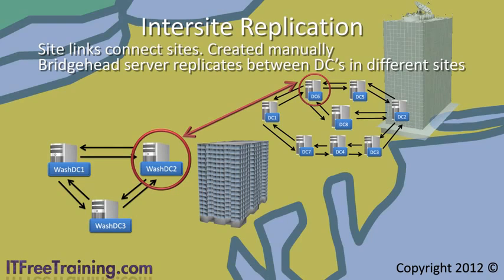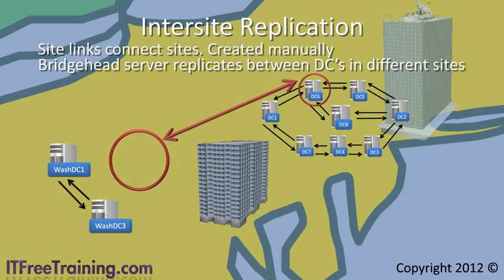When a change is made on a domain controller, it will be replicated to all other domain controllers in that site. When the change reaches the bridgehead server, it is responsible for replicating that change to the other bridgehead server in the other site. This system is a lot more efficient than individual domain controllers attempting to replicate changes to other sites. Active Directory will automatically choose a domain controller in each site to act as a bridgehead server for you. If that domain controller is shut down or is no longer available, a new domain controller will be chosen.